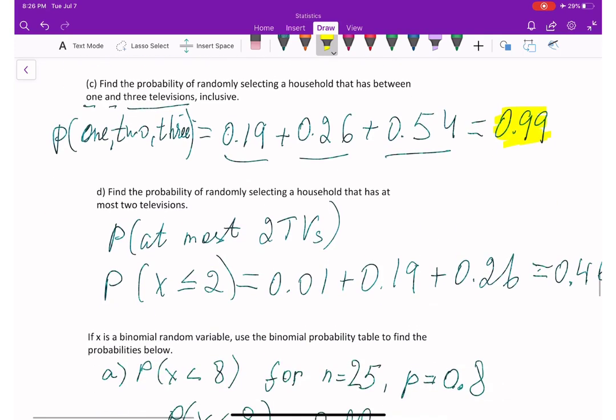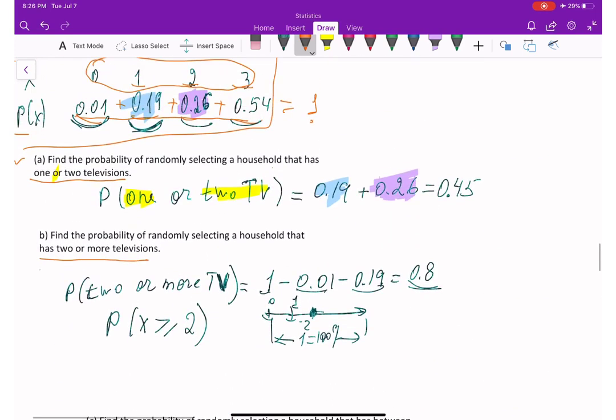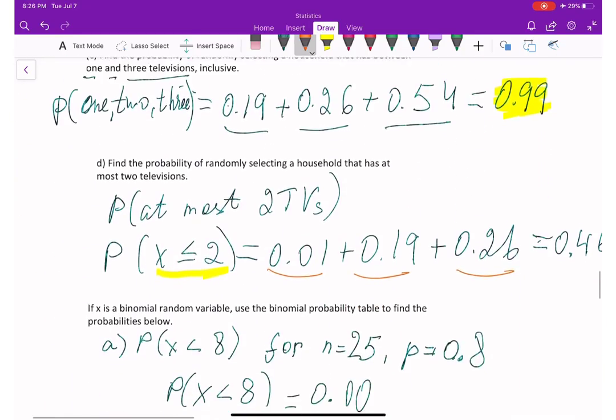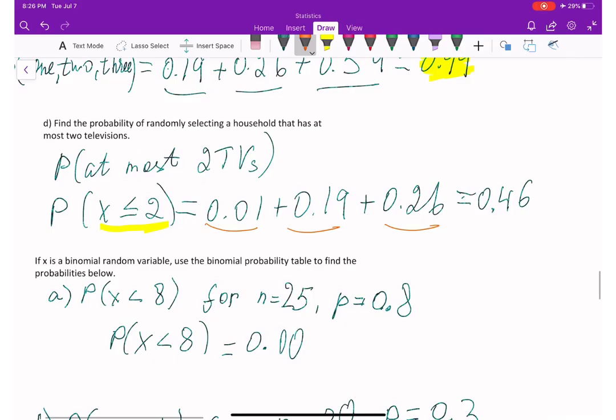Find the probability of randomly selecting a household that has at most 2 televisions. At most 2 televisions meaning less equal 2, right? Less equal 2. What is left there? It's left probability of no television, 0, probability of 1 television and probability of 2 televisions. So here it is, 0, 1, and 2. Let's go back to our table. Here it is, 0, 1, and 2. Okay? And we get 0.46, which means 46%.